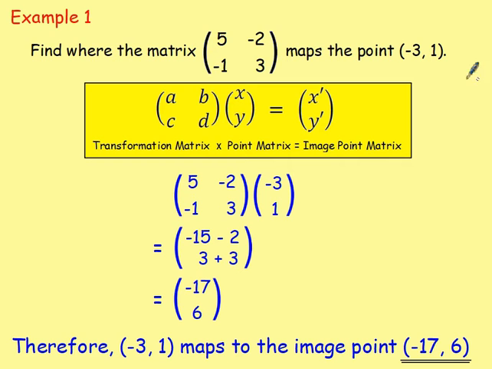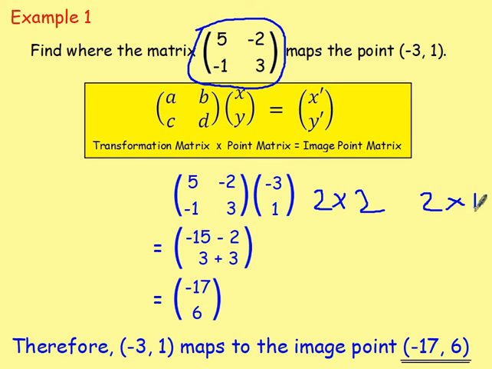We looked at this example here, so find where this transformation matrix maps the point (-3, 1). So, transformation matrix multiplied by the point matrix equals the image point matrix. Just remember, transformation matrix is first, so we've got the 5, -2, -1, 3, and we're multiplying that by the (-3, 1). We know this is a 2 by 2 matrix, 2 by 2. We know this is a 2 by 1 matrix, 2 by 1. Always check the numbers in the middle are the same, which they are, woo!